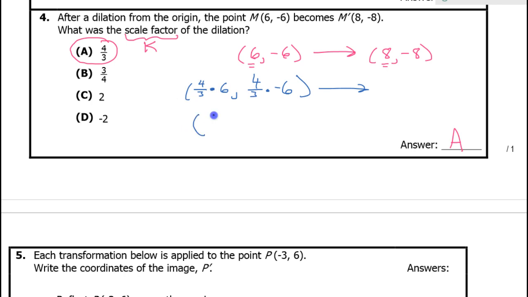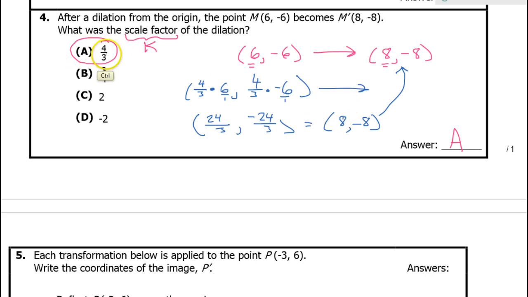If you were going to do this without a calculator, you would look at these as 6 over 1, and you might say 4 times 6 is 24, and then 3 times 1 is 3, and then same thing over here, but this would be negative 24 over 3. And that is 8, negative 8. So by multiplying by 4 over 3, we get 8, negative 8, which is what we were shooting for.